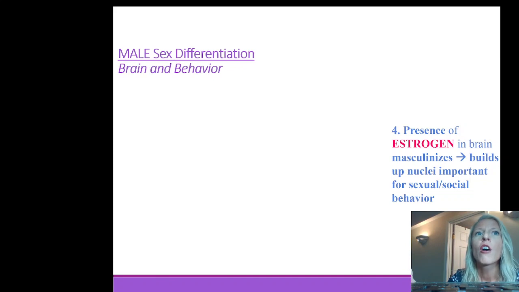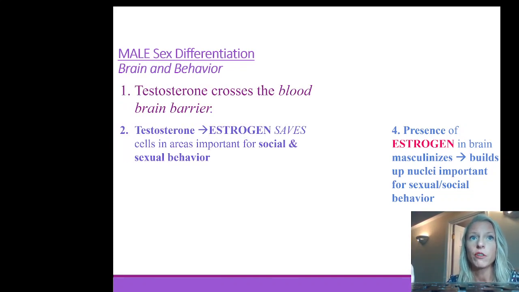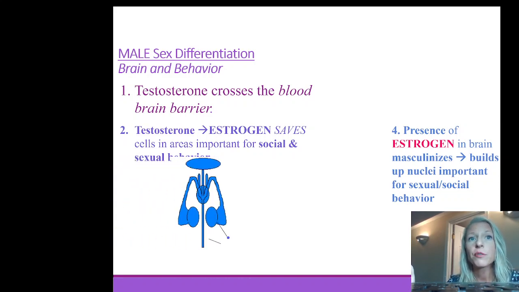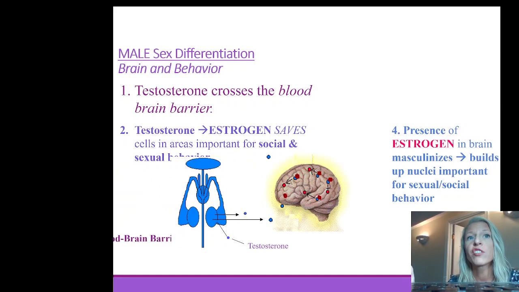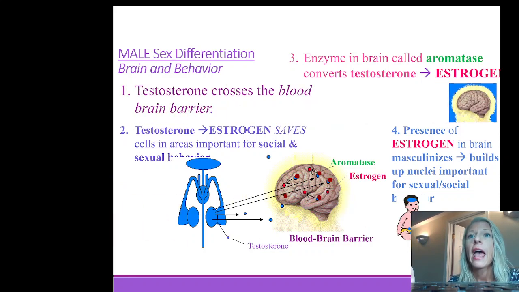So, for male sexual differentiation of brain and behavior, testosterone crosses the blood-brain barrier, and then testosterone is turned into estrogen, which saves cells important for social and sexual behavior, through the enzyme aromatase. And then the presence of estrogen in the brain builds up nuclei important for social and sexual behavior in males.